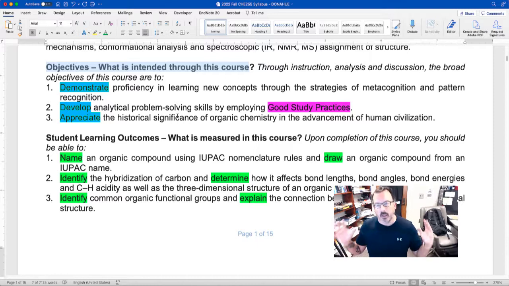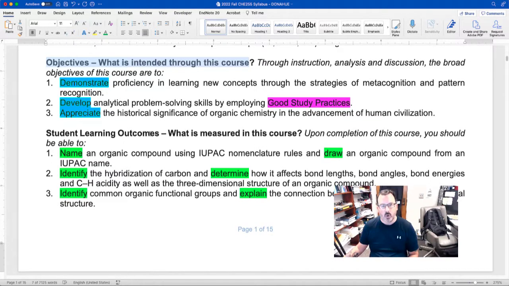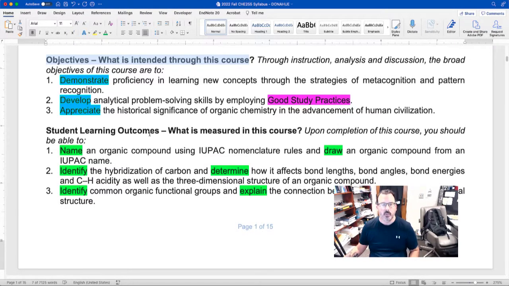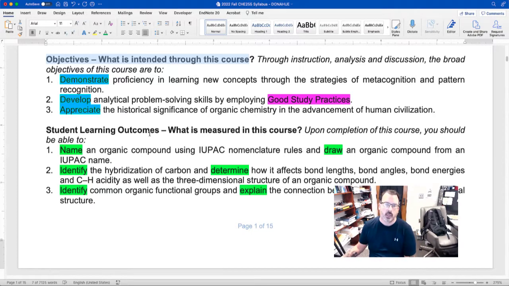And I think overall appreciate the historical significance of organic chemistry in the advancement of human civilization. So we all know that humans live a lot longer nowadays than they did 100 years ago or 200 years ago, so why is that? So we'll look at some potential reasons why, how organic chemistry has affected human health and impacted the advancement of civilization.